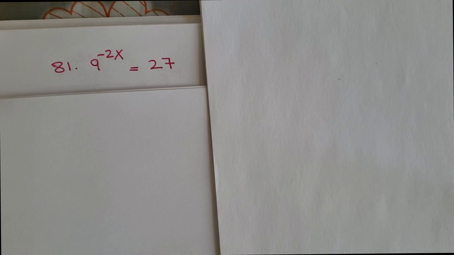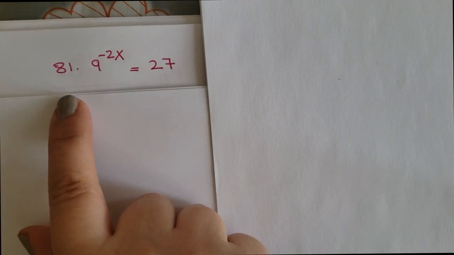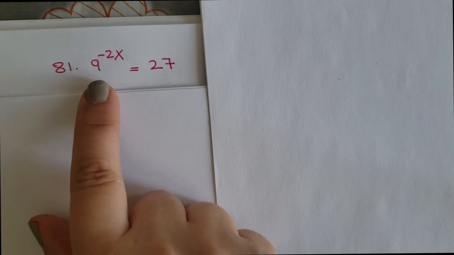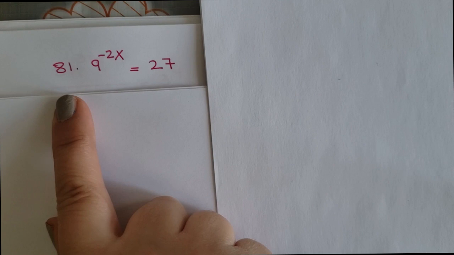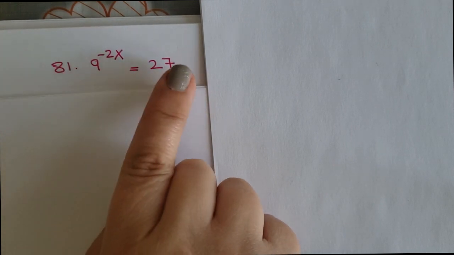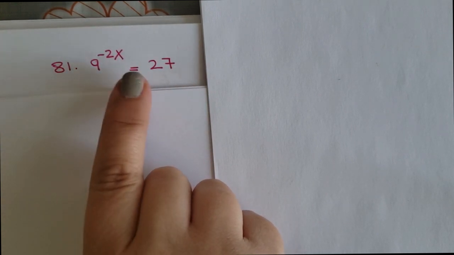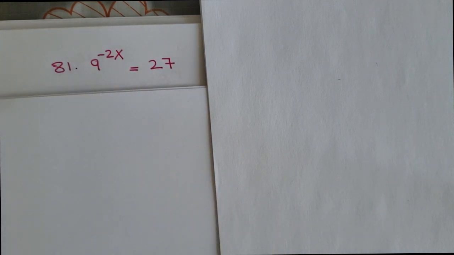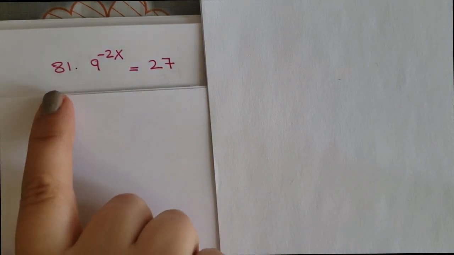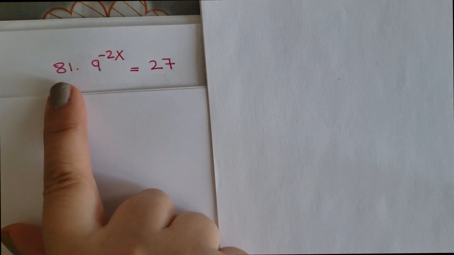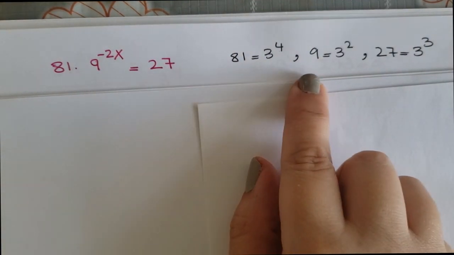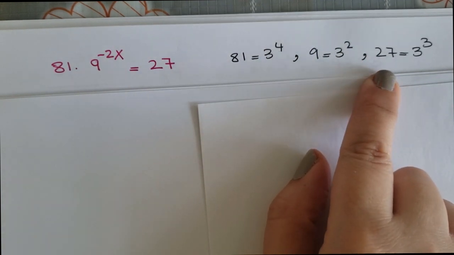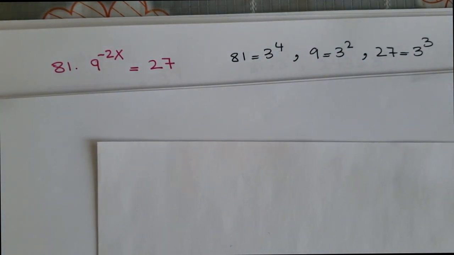Okay, this is example 9. So here I have 81 multiplied by 9 to the power negative 2x equals 27. So here I have 3 different bases, and the exponents are not even equal to one another. So what I know from before, I can convert all of these to a common base, which happens to be 3. So 81 is 3 to the power 4, 9 is 3 to the power 2, and 27 is 3 to the power 3. Nice and neat.